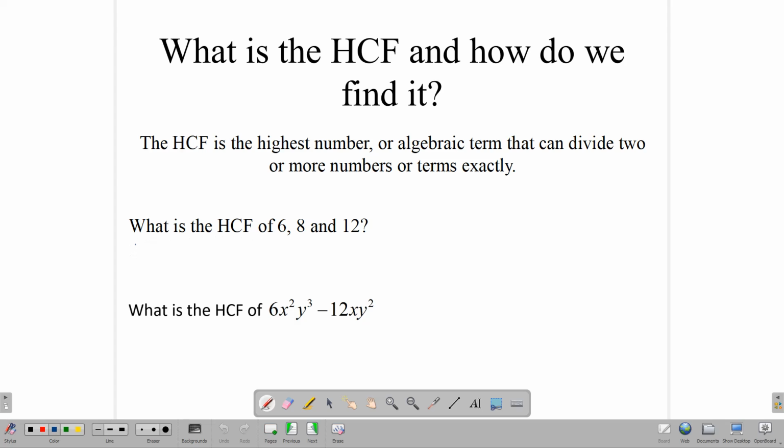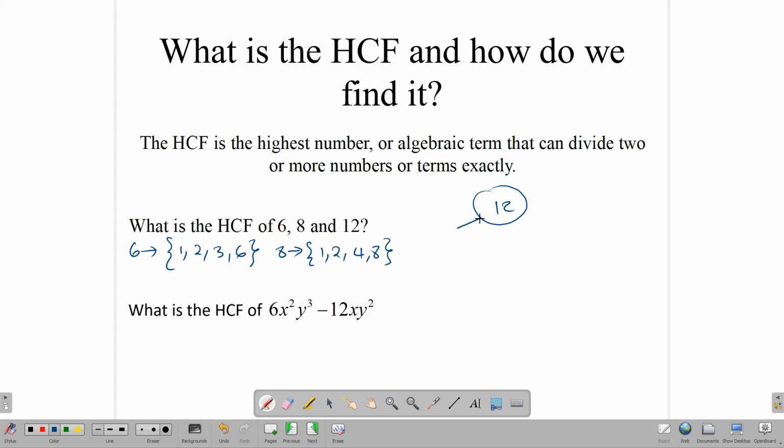So the factors of 6, let's write those in a bracket. The factors of 6 are the numbers that can divide 6. So we mean 1, 2, 3, and 6. Those are the whole numbers that can divide 6 without a remainder. Let's try the same thing for 8. The factors of 8 are 1, 2, 4, and 8.